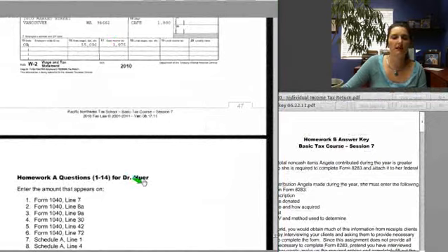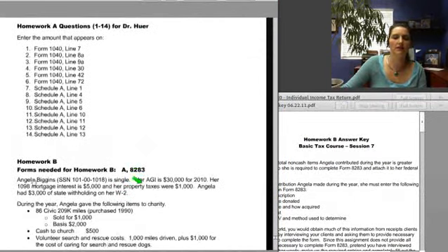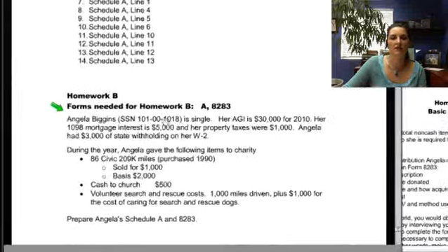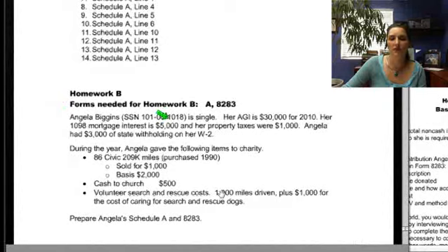The next problem in line was homework assignment number B, and this was the simpler of the two. Angela Biggins is a single filer with AGI of $30,000. She has a 1098 mortgage interest statement showing $5,000 of interest paid. Property taxes were $1,000. She has $3,000 of state withholding showing on her W-2, but we haven't even given you a real W-2 to look at. Simply working from the AGI that we gave you.